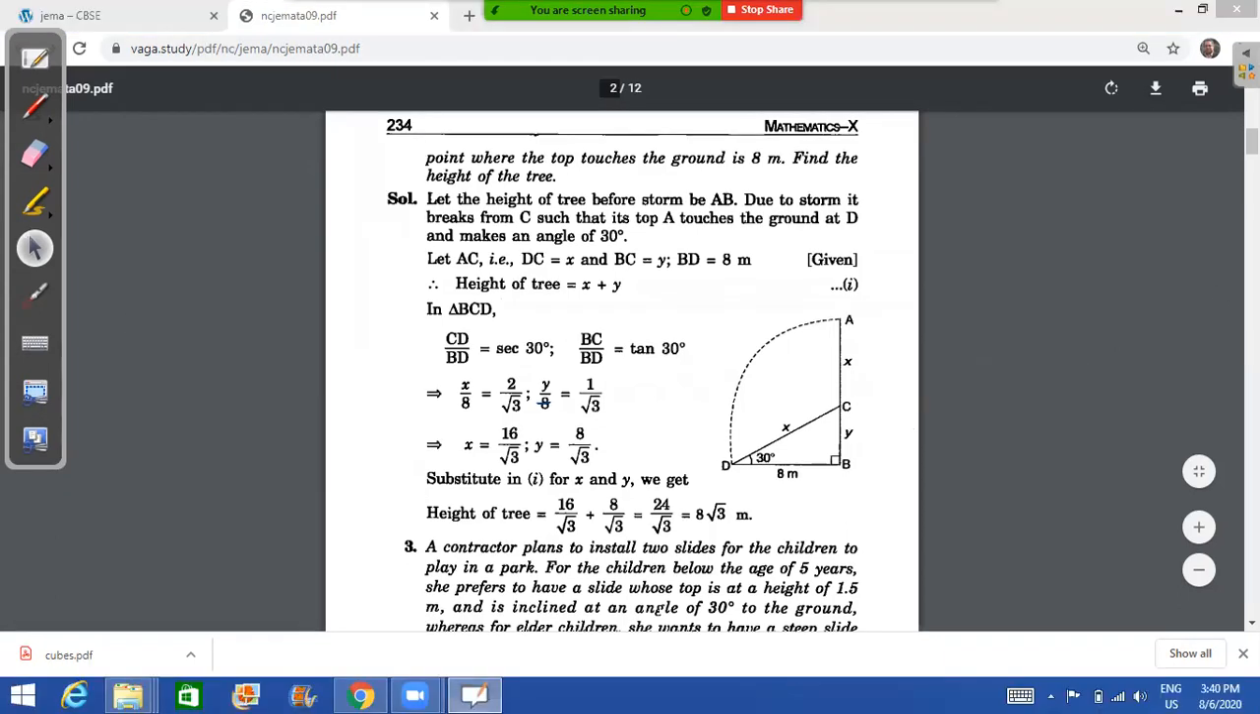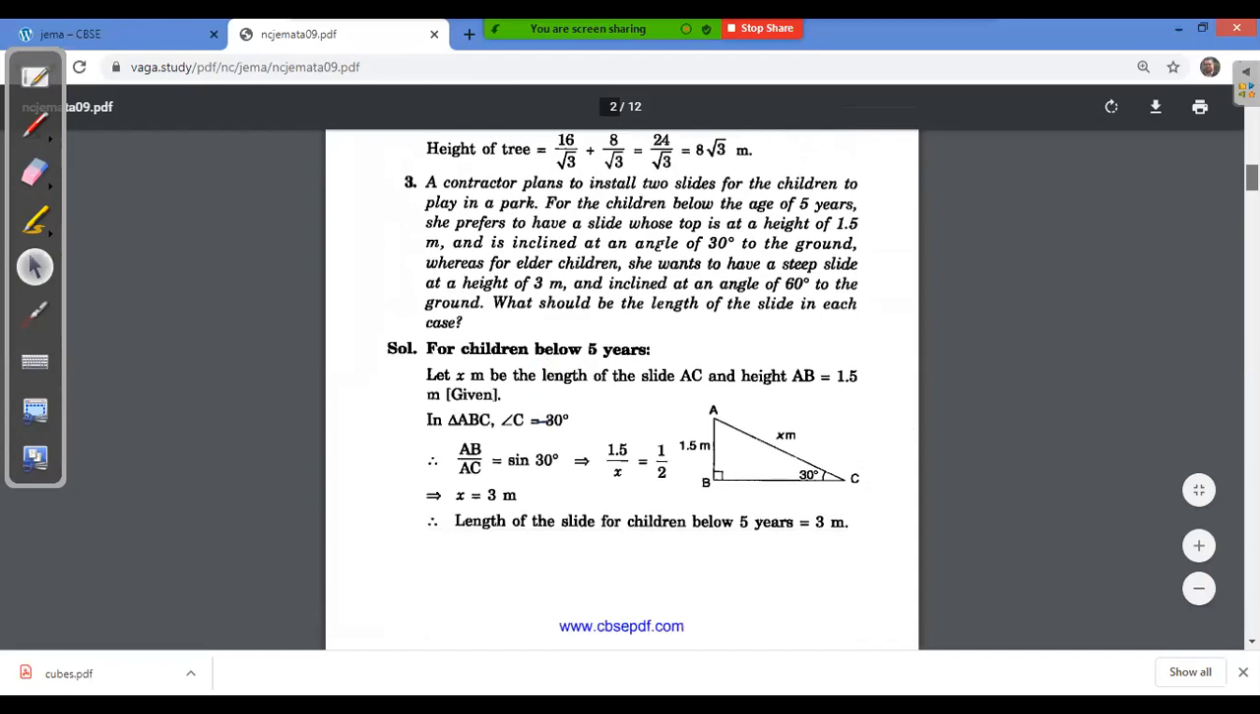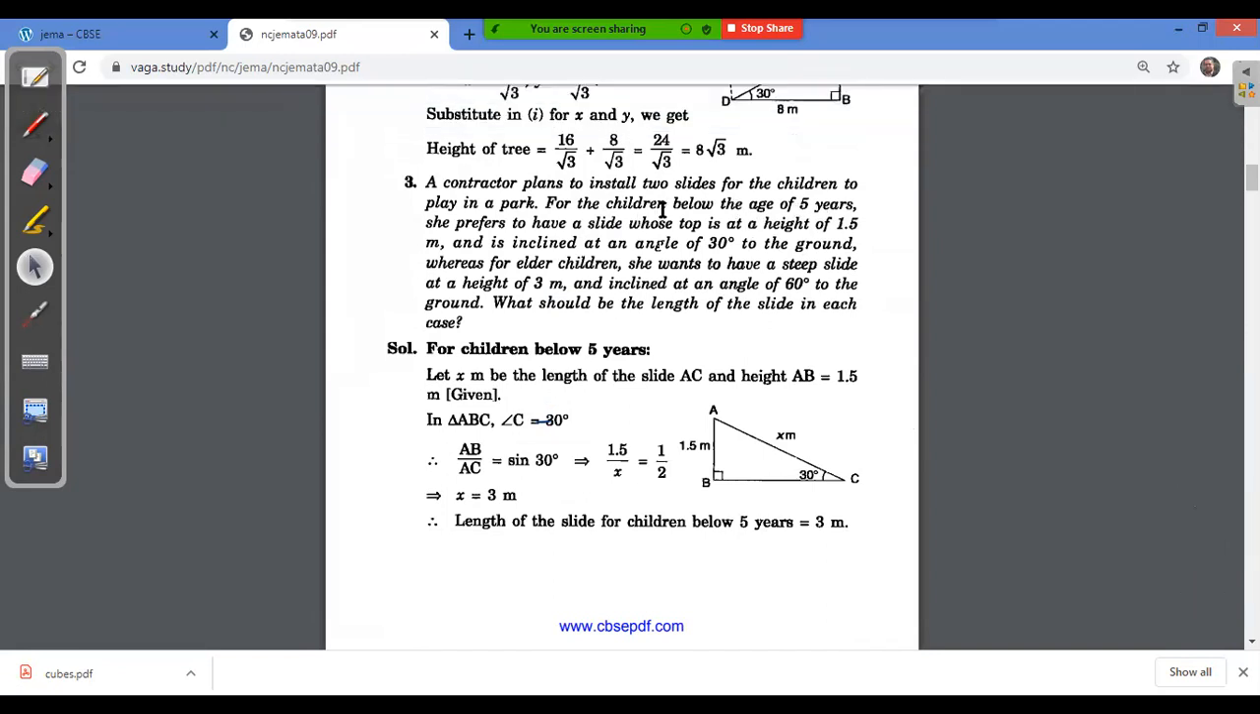Moving further now to question number 3. Okay, so the question number 3, a contractor plans to install 2 slides for children to play in a park. For the children below the age of 5, there is a slide with a height of 1.5. So this is one slide. The height is 1.5 and inclined at an angle of 30 degrees.